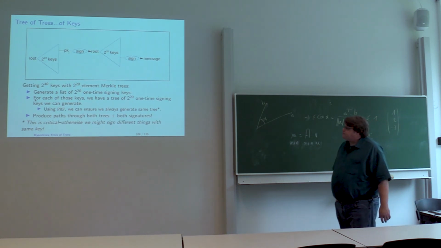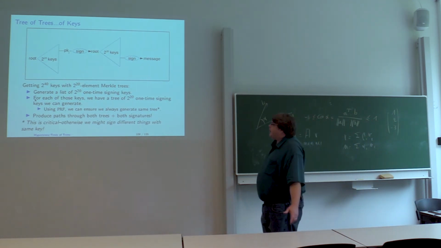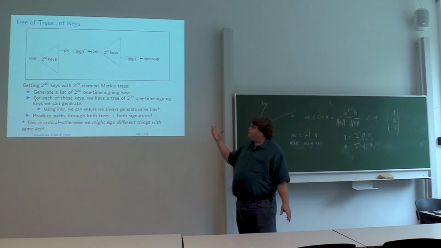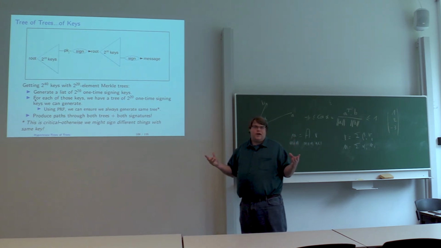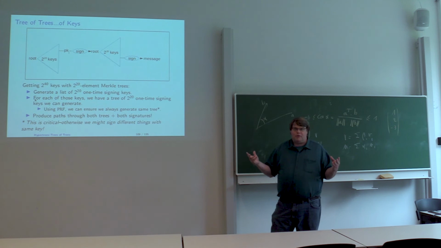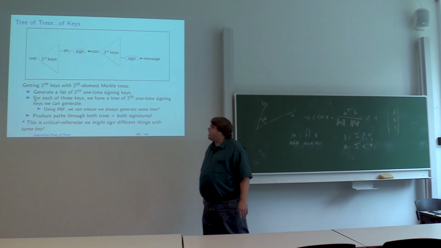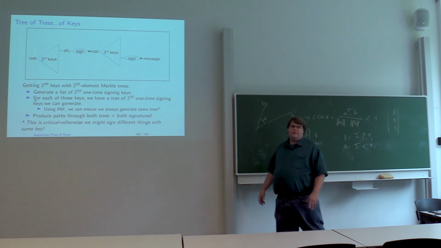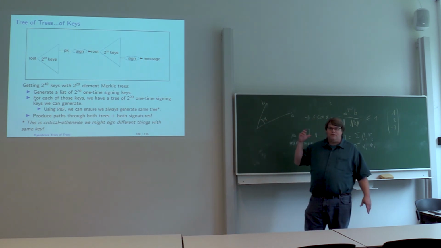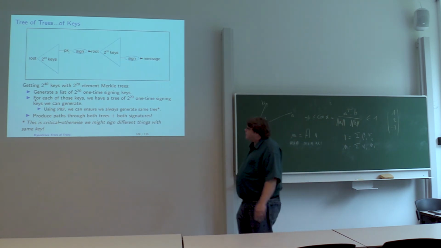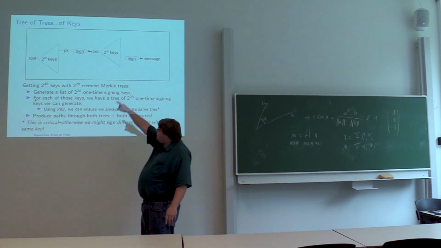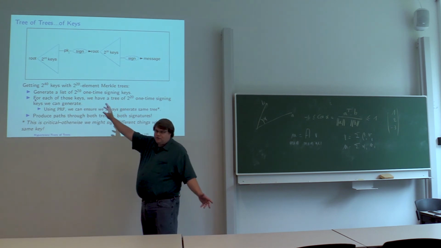So here's a picture. In this case, I have 2 of these Merkle trees, each with 1,000,000 elements, 2 to the 20 elements. And what I want to do is construct a sort of hypertree with 2 to the 40 leaves, 2 to the 40 signing keys at the end. So I'm going to generate my first 2 to the 20 signing keys up front. That's my key generation.